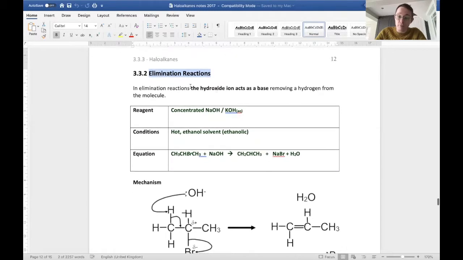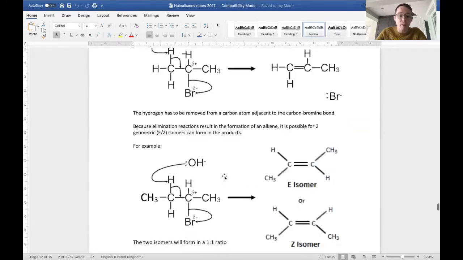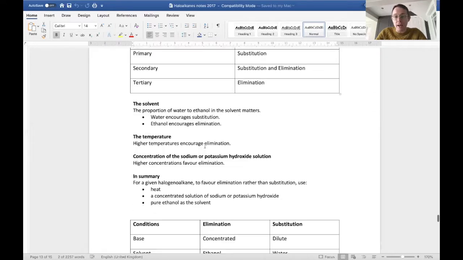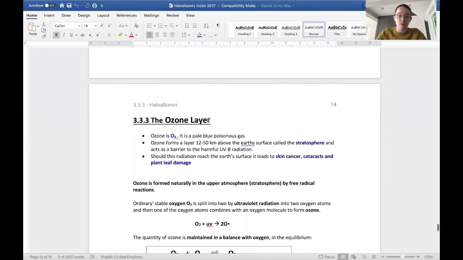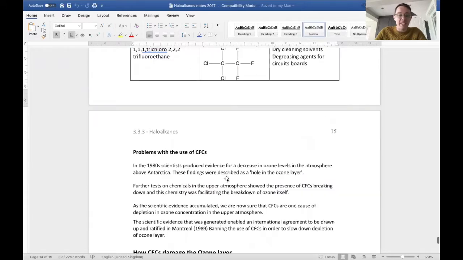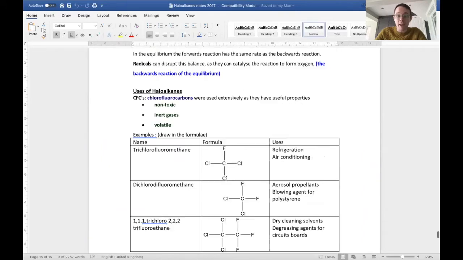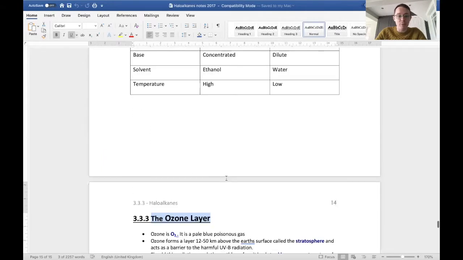I'll be reviewing this just like I did before on a piece of paper, explaining it a step at a time in just a moment. We're then going to move on to some important points about comparing the elimination and substitution mechanisms, and then I'll be finishing off the topic talking about the ozone layer and how haloalkanes have a detrimental effect on this. By the end of this video, we'll have covered all the information in the note pack, and I'll explain what tasks you can move on to.